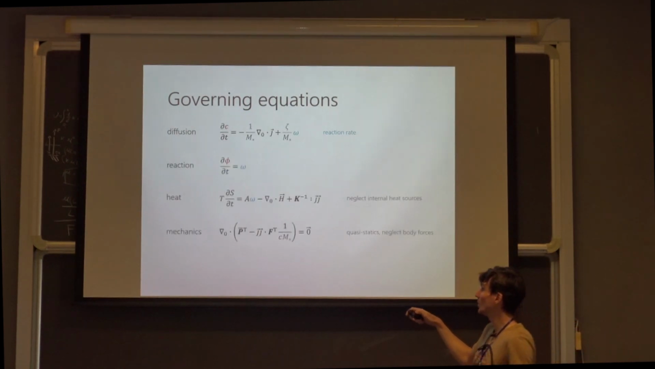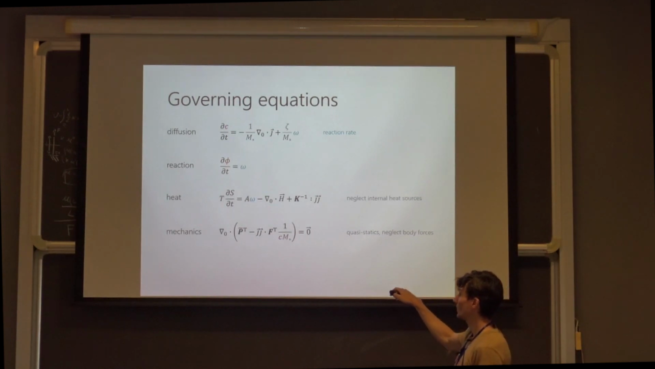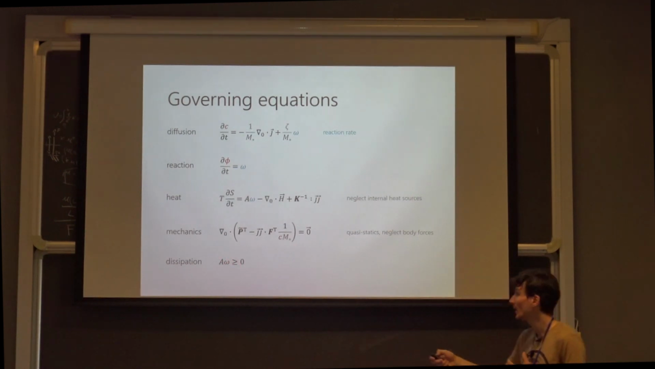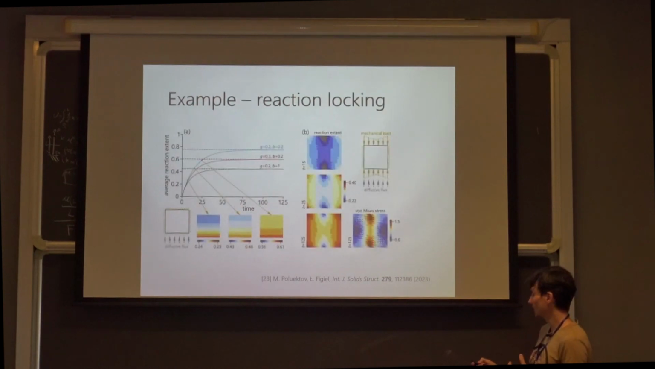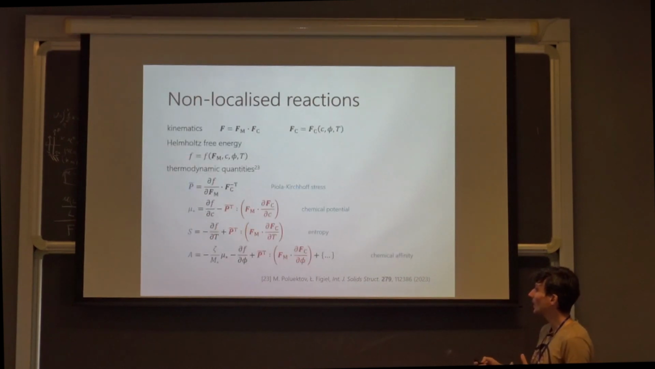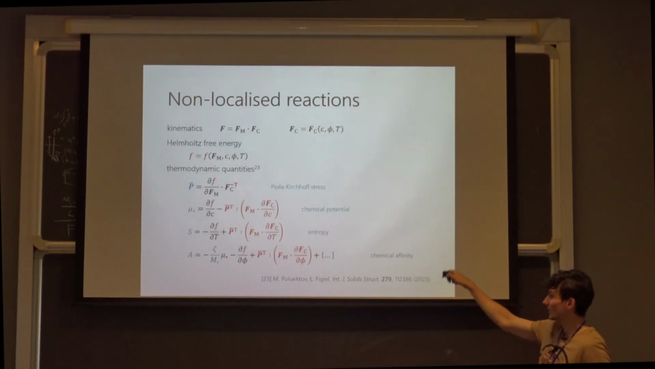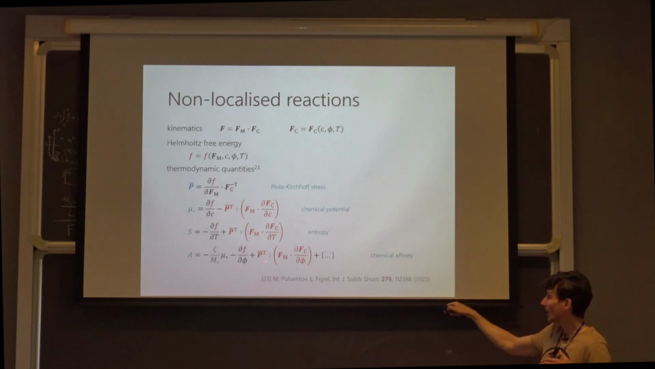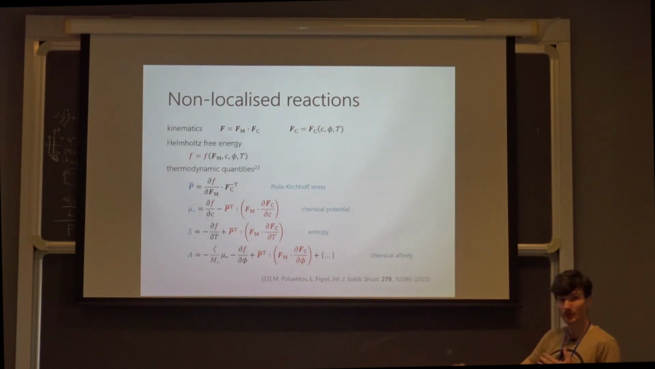And then you also have sort of energy balance, and then you also have mechanics. And then the dissipation will still have the same form. It will have the chemical affinity times the reaction rate. And then you can derive all the quantities, like Poluektov stresses, the chemical potentials, which will have stresses in them, and the chemical affinity. So you can derive these expressions from thermodynamics. So this is what we did in our recent publication.